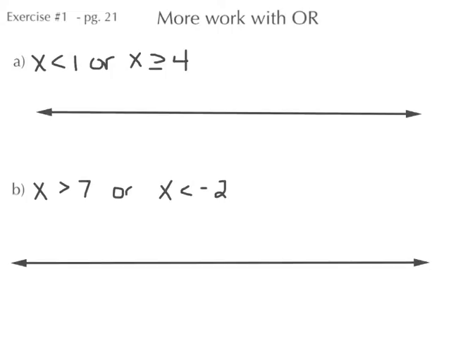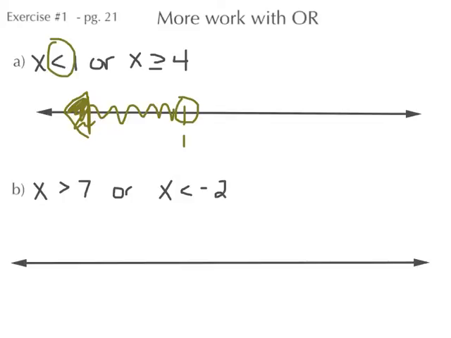We're going to now make moves over to page 21 and take a look at exercise number 1. We're going to do more work with OR statements. First thing we're going to take a look at is x is less than 1. So I put a dot on 1. It's going to be an open dot, and we're going to shade to the left. Remember that that open dot is there because it's not included.